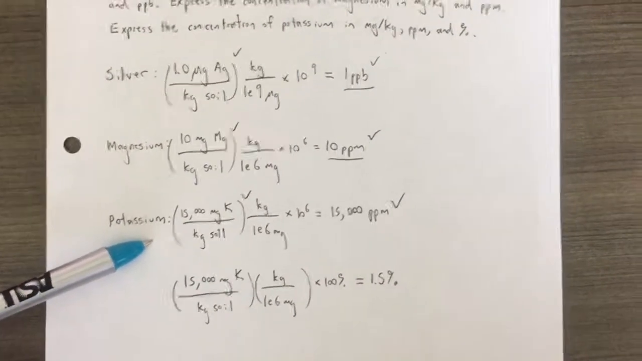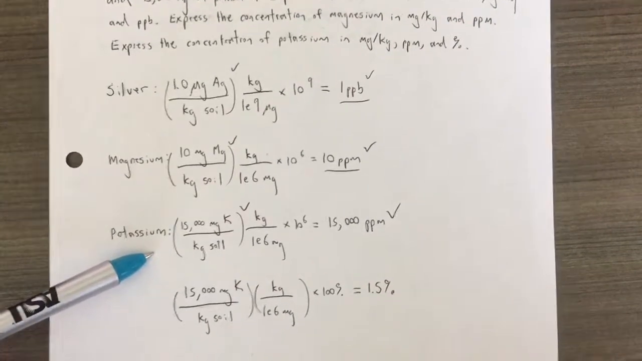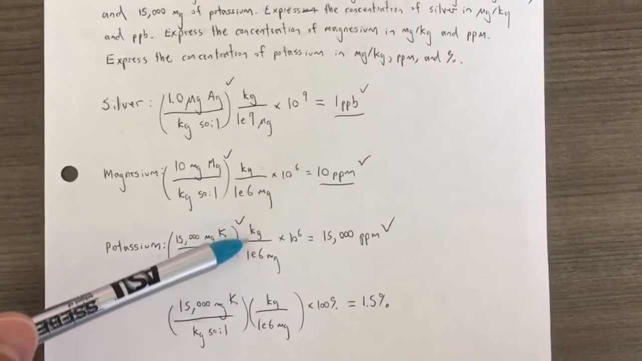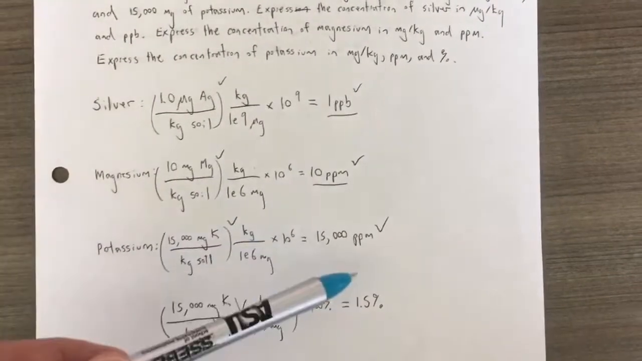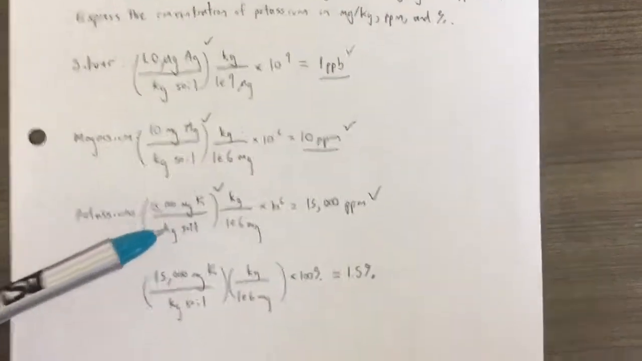Potassium, we're going to do the same thing. 15,000 milligrams of potassium per kilogram of soil. We do our unit conversion of 10 to the 6th milligrams per kilogram, multiplied by a million. 15,000 parts per million, or 15,000 milligrams per kilogram.